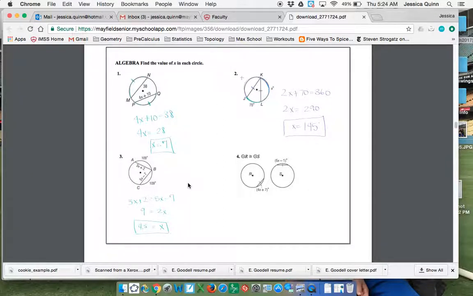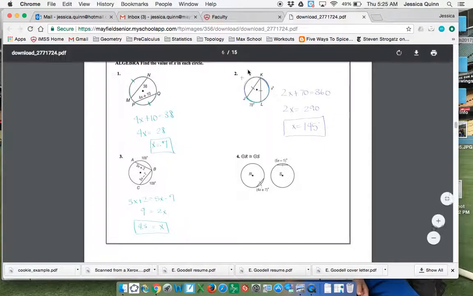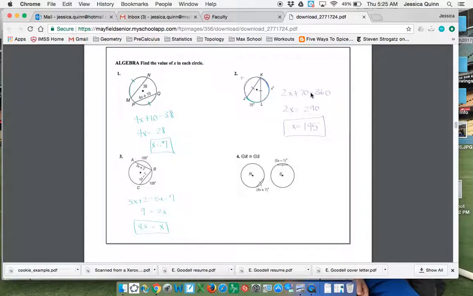Okay. For number 2, we have two chords that are congruent. So that means, remember, it goes both ways. So if these two chords are congruent, then the arcs are congruent. So this arc KL was marked as being x degrees. So that means JK also has to be x degrees because they're congruent. So then x plus 70 is 360 degrees. And then you solve that.